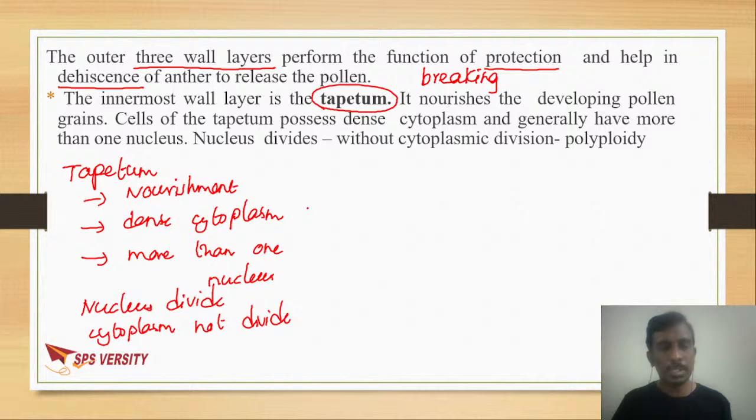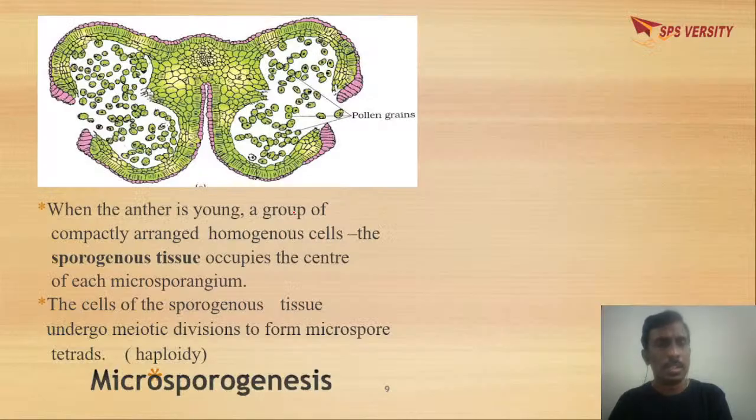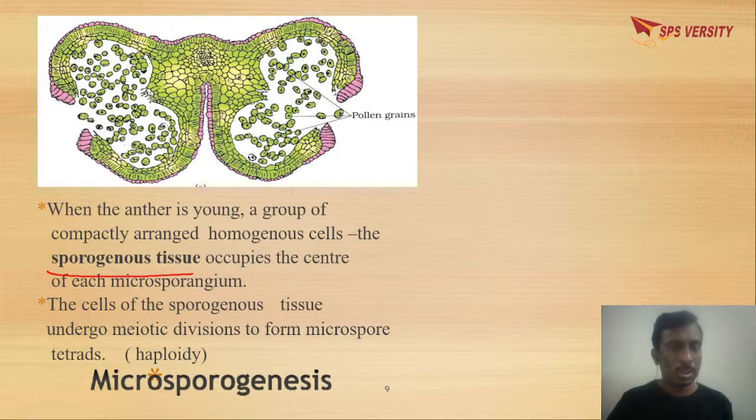Here when you come to the next part of the anther, that is the sporogenous tissue. At each corner there is sporogenous tissue, which is called microsporangium.